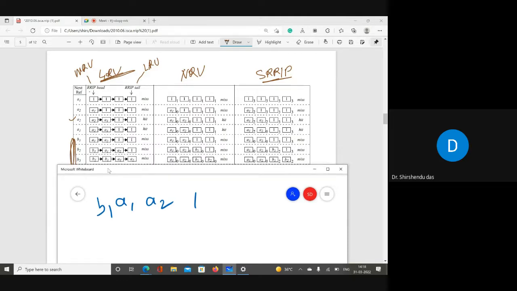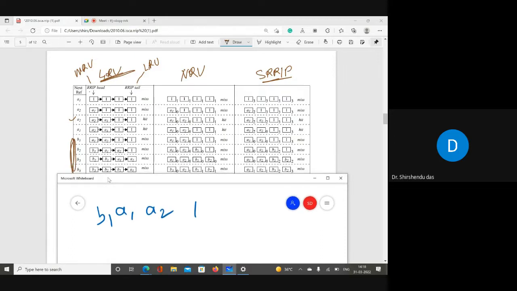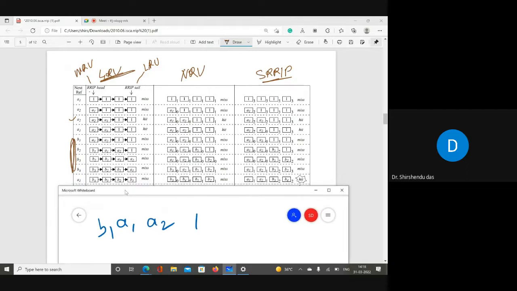B2, B1, A1, A2. Now this set is full, right? Now at this moment, if it is requesting B3, then which one should we remove? A2 will be removed. So it will be B3, B2, B1, A1. Now again, if it is requesting B4, then there will be a miss again. I'm not explaining everything one by one; you will understand all the other points.